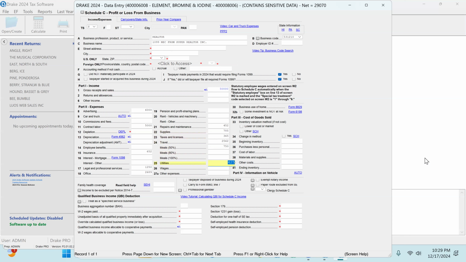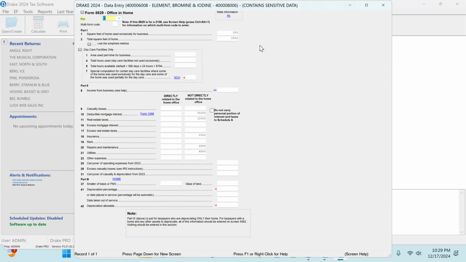utility, as well as the 30 right here, home office, about 10% square foot. There's a mortgage interest, property tax, insurance, repair, utility.